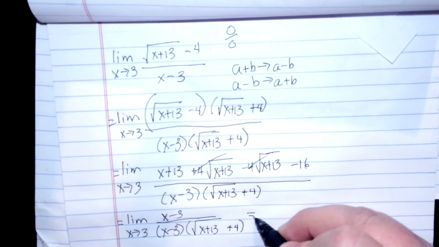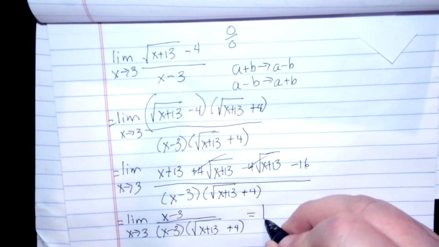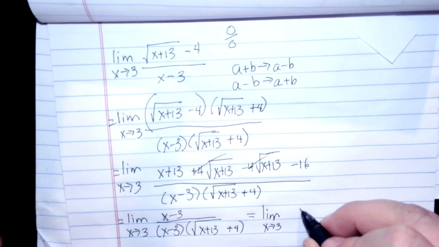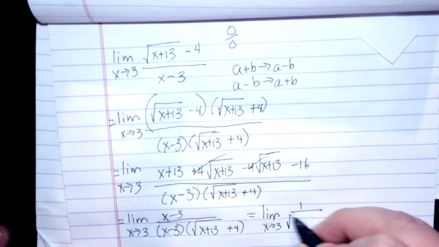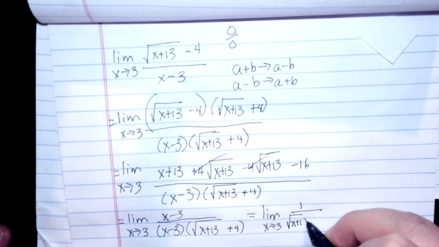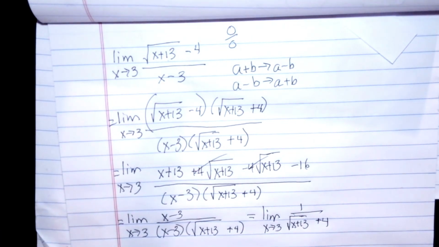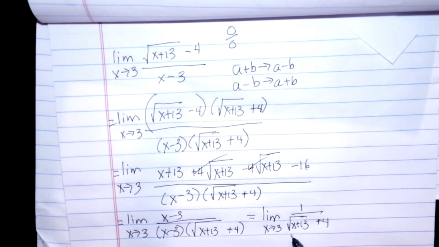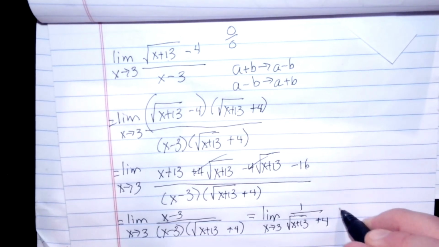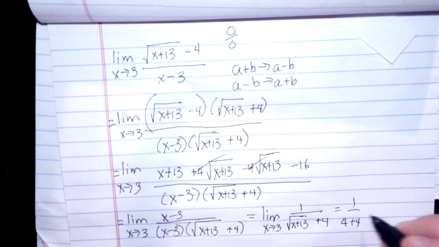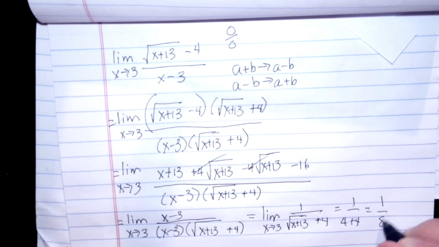So this expression simplifies to the limit as x tends to 3 of 1 over the square root of x plus 13 plus 4. And now we can substitute in 3 for x, and we get the square root of 16, which is 4, plus 4, or 1 over 8.